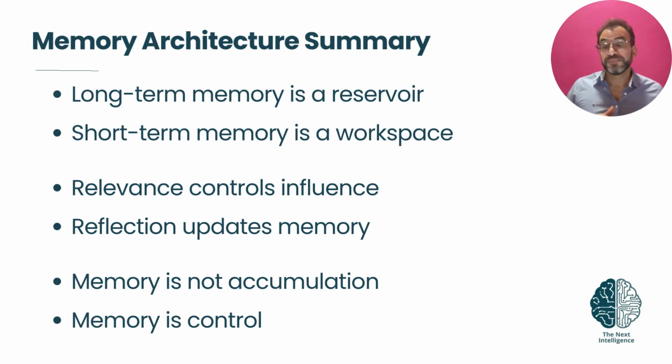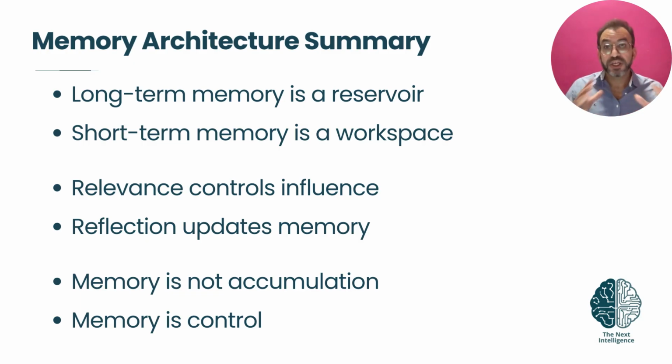So, in a nutshell, the memory system in Agentic AI has two main types: long-term memory, which is a reservoir that includes semantic memory and episodic memory, and short-term memory, which is the workspace where the agent actually functions. Relevance, as we said, controls the influence, and reflection updates the memory with new experiences.